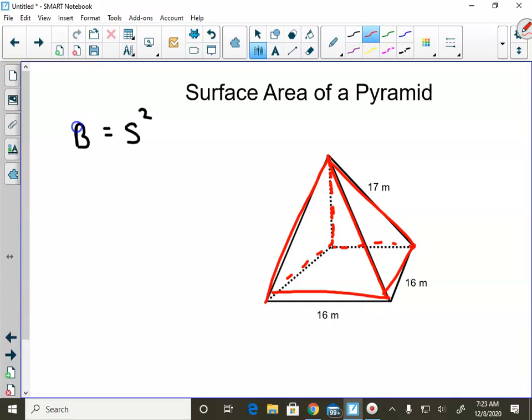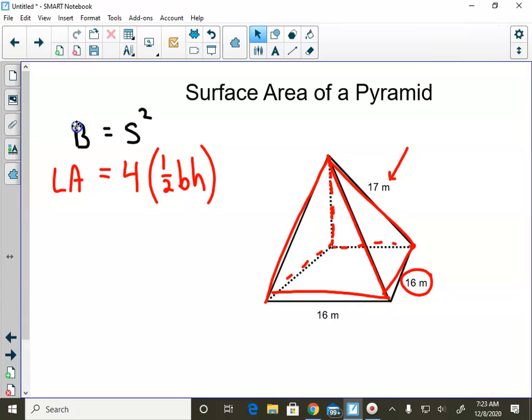So to find the area of those, that is called the lateral area. And the lateral area is going to be 4 times the area of a triangle. Now, how do we know all the triangles are the same? Well, we know what the edge height is, and we know what the base is. So they're all going to be a base of 16 and an edge height of 17. So finding the area of the base, not hard.